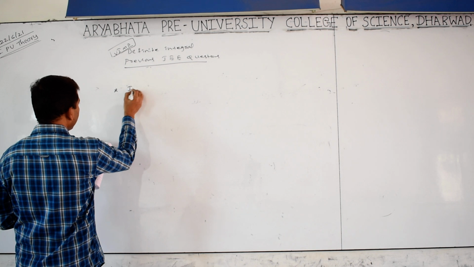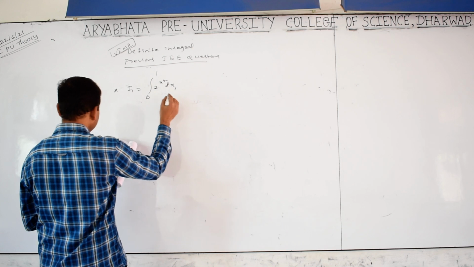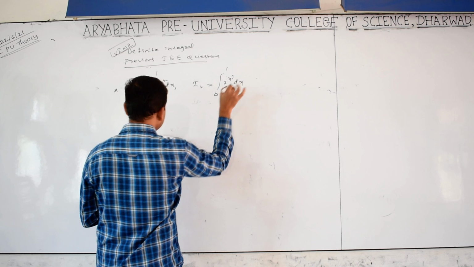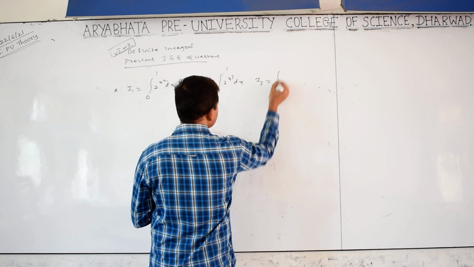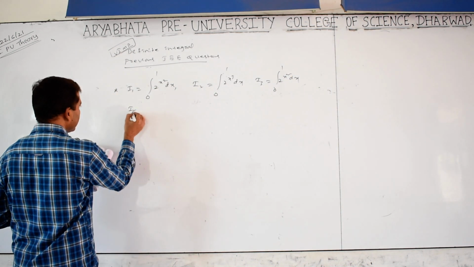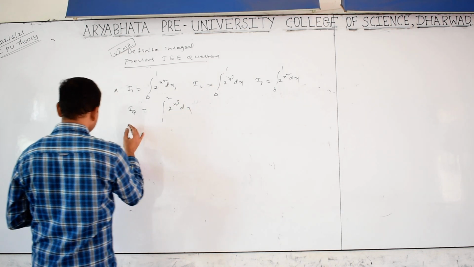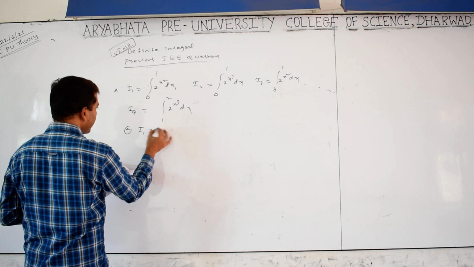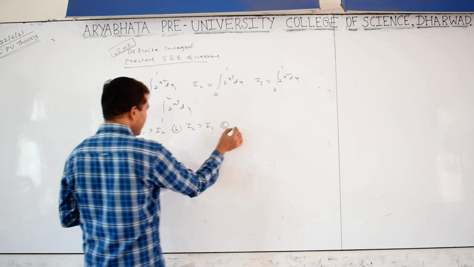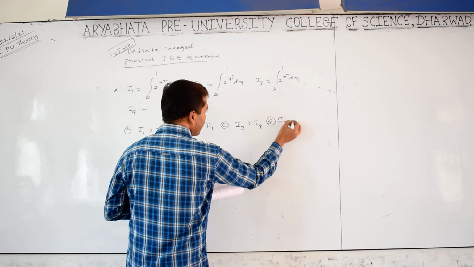Next one. I1 equals integration of 0 to 1 of 2 power x square dx. I2 equals integration of 0 to 1 of 2 power x cube dx. I3 equals integration of 0 to 1 of 2 power x square dx. I4 is integration of 1 to 2 of 2 power x cube dx. Then option A, I1 greater than I2. Option B, I2 greater than I1. Option C, I3 greater than I4. Option D, I3 equal to I4.